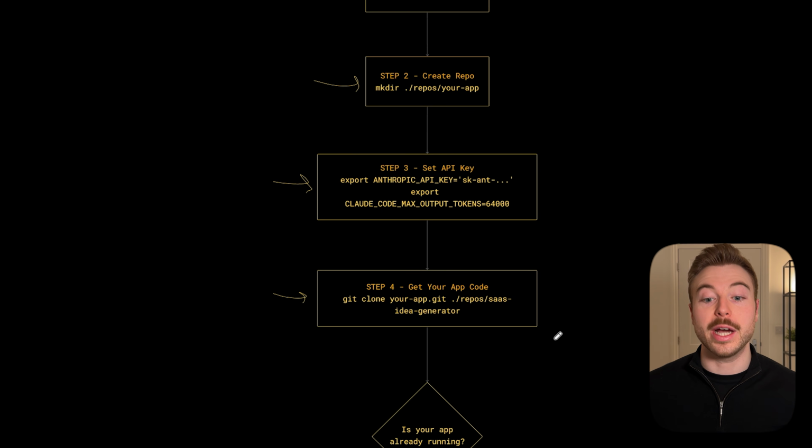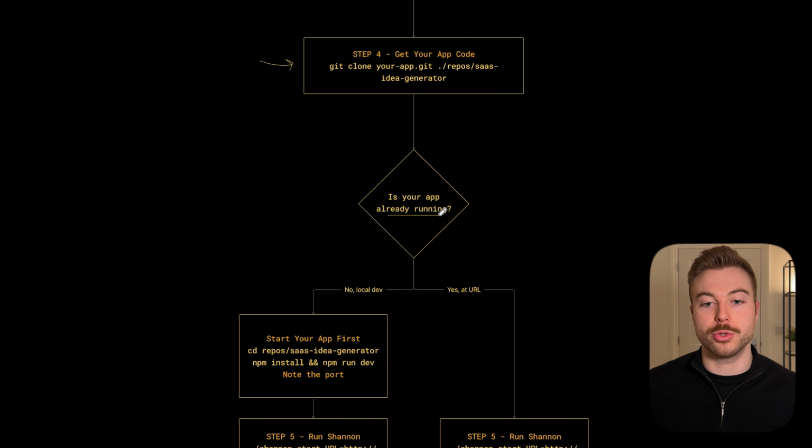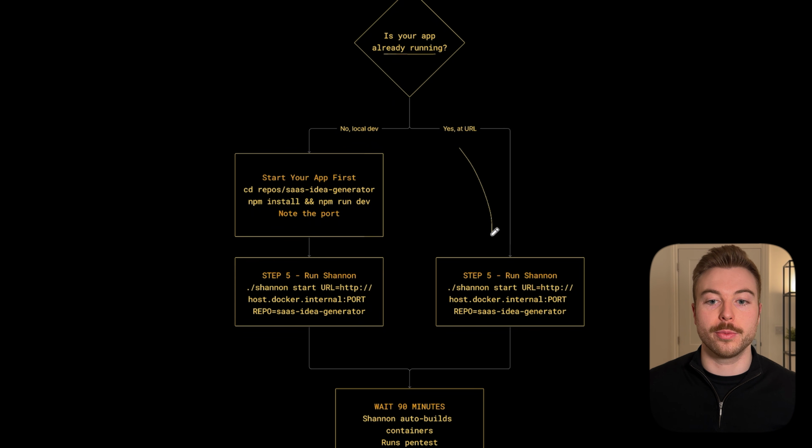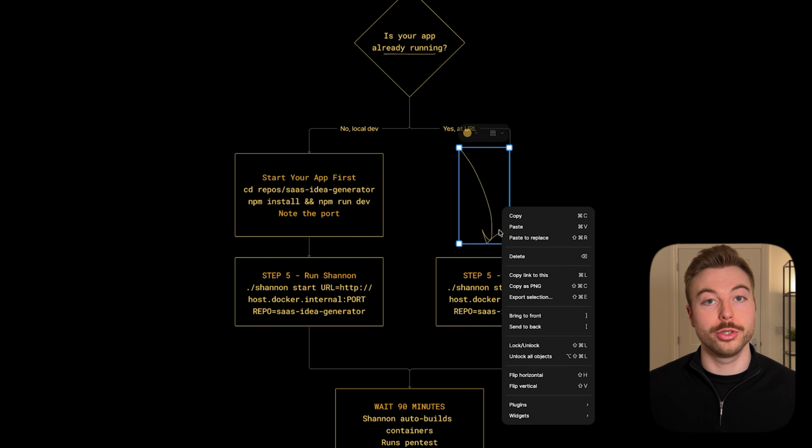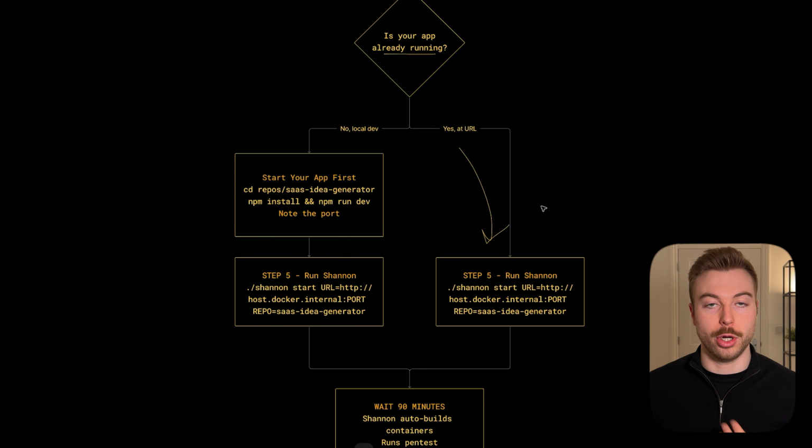So now we've got everything downloaded. What do we need to do? Well, now we need to come through and check if our app is already running. As mentioned, you can come through and use the URL if you want to, but you need to make sure that, again, you're only using it in non-production environments, and we really don't want to be testing it on anyone else's, only ones that we're authorized to actually run it on. For many of us that are actually running it locally on our machine and within the repos folder, this is where we need to come through and make sure that we start the app up first.